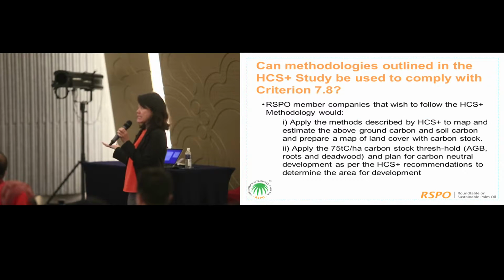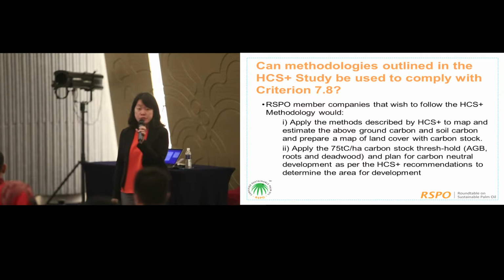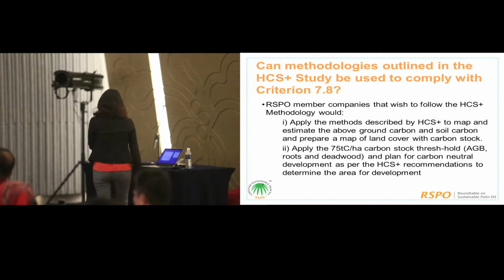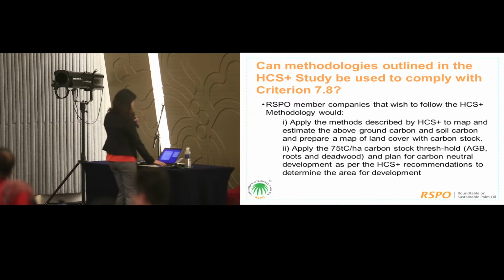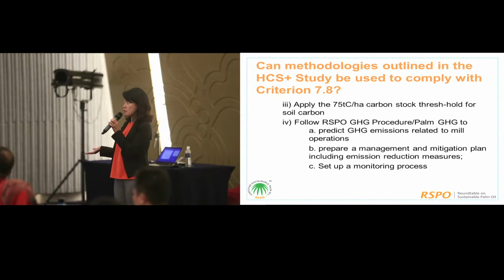So if you want to subscribe to the HCS Plus study, then do the whole HCS Plus study. Okay? So if they say that 75 tons carbon per hectare is your threshold, then 75 tons carbon per hectare is your threshold. So you don't say, I use the HCS Plus study, but I want to use a 100-ton threshold. Then that is not accepted. So once you have done that, then you have to do all the other things that 7.8 requires. So you have to follow the rest of the greenhouse gas assessment procedure.